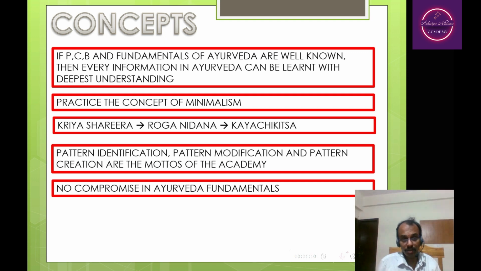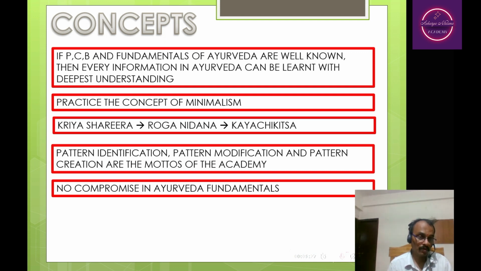Third major point, if you know the Kriya Sharira concepts very well, then learning Roga Nidana is not at all a difficult thing. It's very easy. And if we know each and every corner of Roga Nidana, then practicing Kaya Chikitsa is not at all difficult. It's very easy.